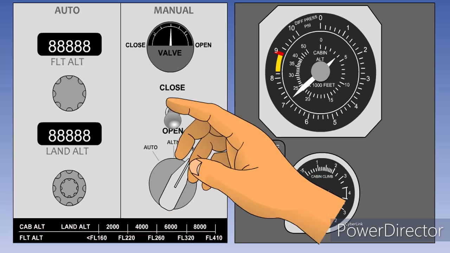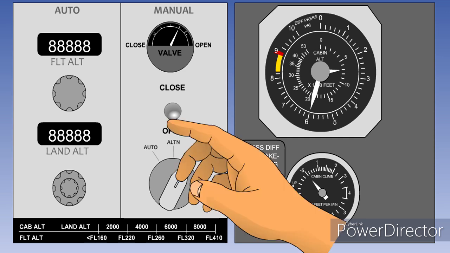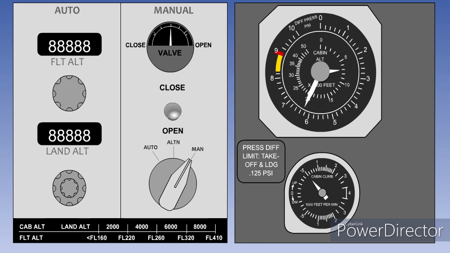Opening the outflow valve will cause the differential pressure to decrease, the cabin pressure to decrease, and the cabin altitude to increase. The cabin VSI will show a climb. Closing the outflow valve will cause the differential pressure to increase, the cabin pressure to increase, and the cabin altitude to decrease. The cabin VSI will show a descent.